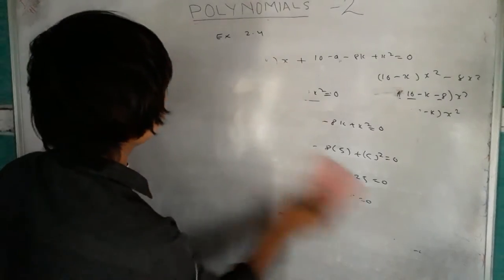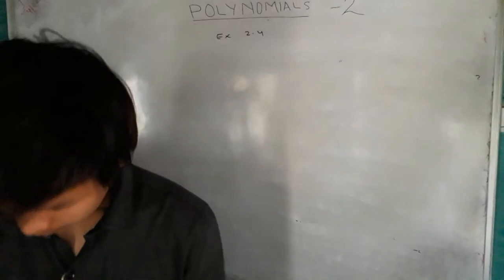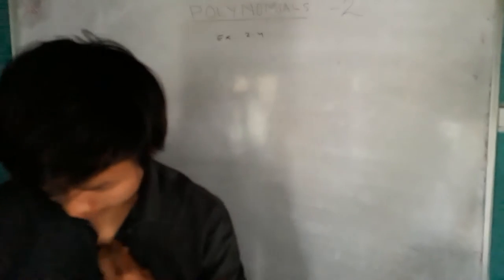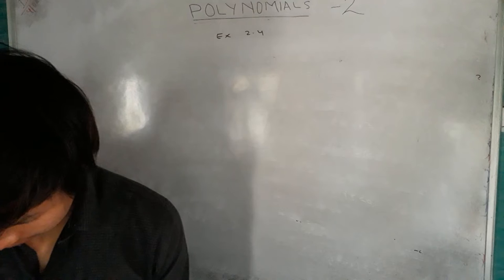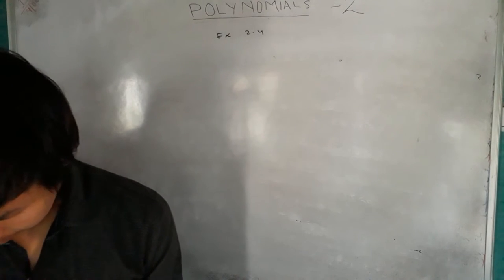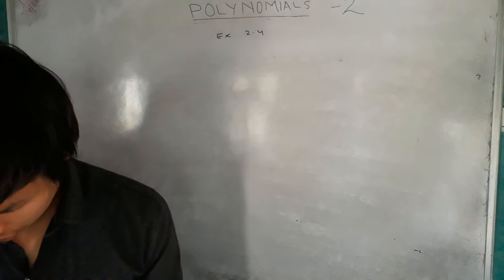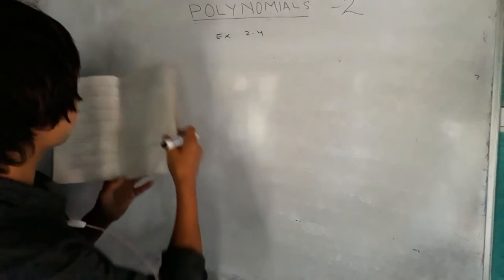So we'll do exercise 2.4 optional. It is not from the examination point of view, as it's already mentioned in the asterisk. Number one question: verify the numbers given alongside the cubic polynomial below as their zeros. Also verify the relationship between the zeros and the coefficients in each case. So we'll do it quickly.